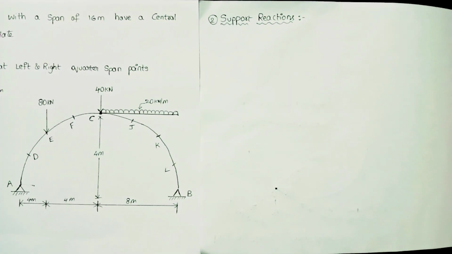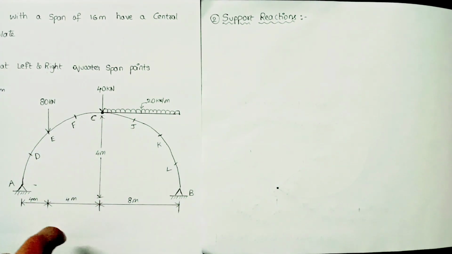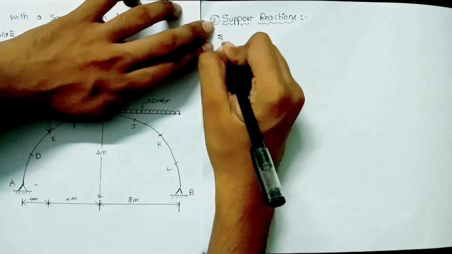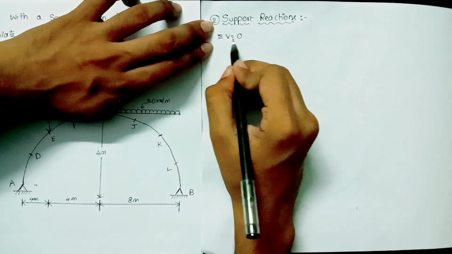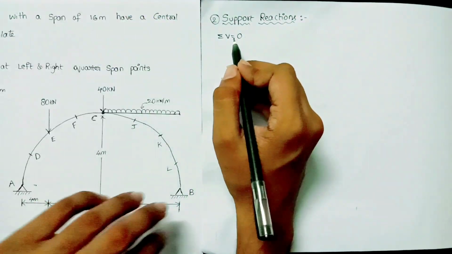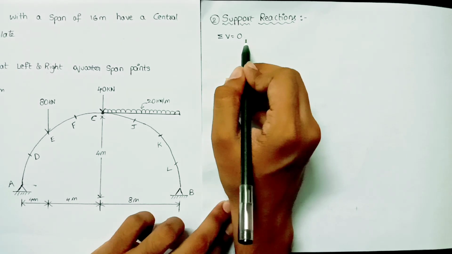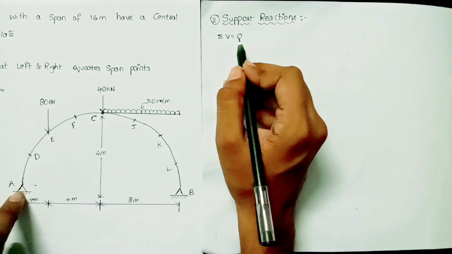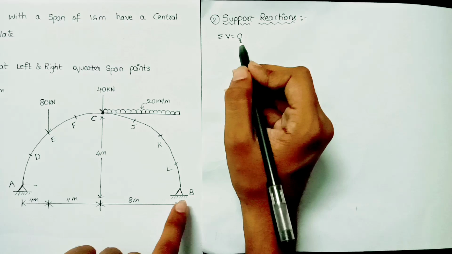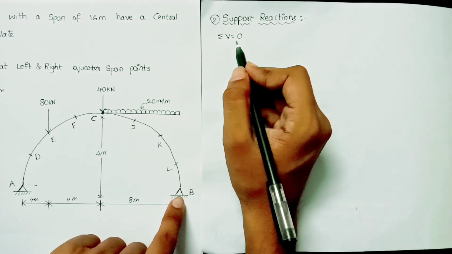Now after calculating the rise of arch, we have to calculate the support reactions. Support reactions are calculated just as in the case of a simply supported beam. So, for example, take this arch as a simply supported beam and apply the equilibrium equations and calculate the support reactions. I am applying sigma V equal to 0, so the algebraic sum of all the vertical loads or reactions will be equal to 0. Let the vertical reaction at A be VA and the vertical reaction at B be VB.